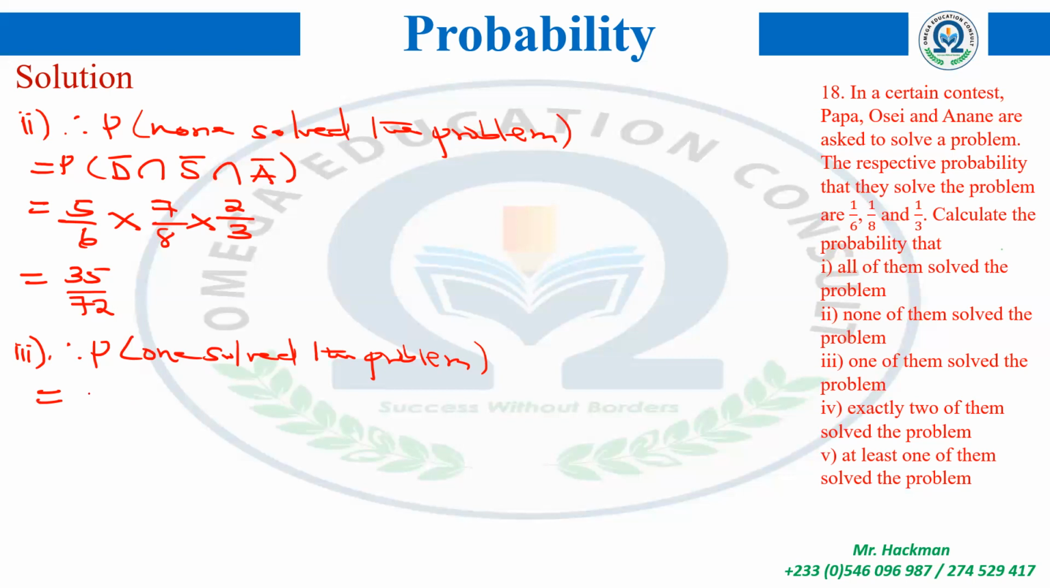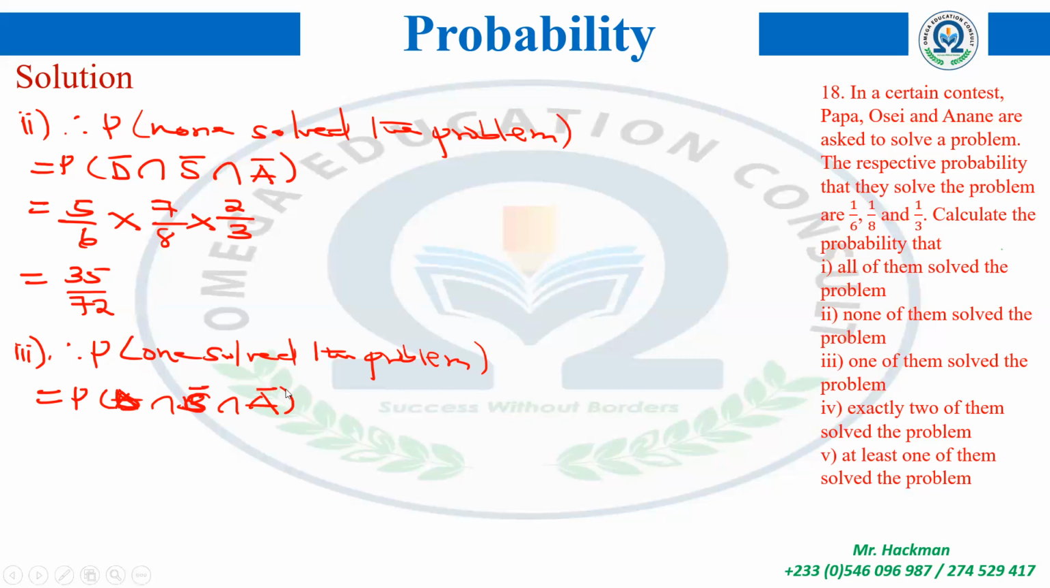So in this case, what do we have? We are going to have P. This time around, I'm assuming Papa is able to solve the problem. So I'm going to get D intersection S, intersection A. With this one, we said only Papa is able to solve the problem, so S will have a complement and A will have a complement.